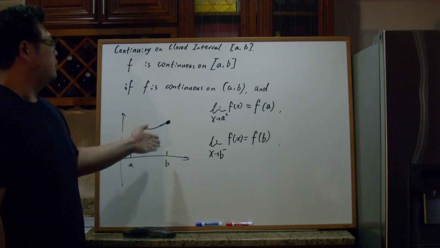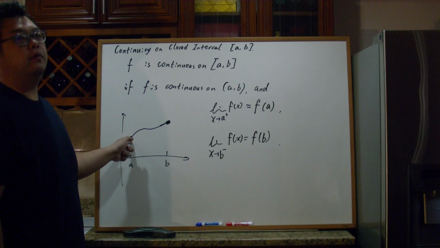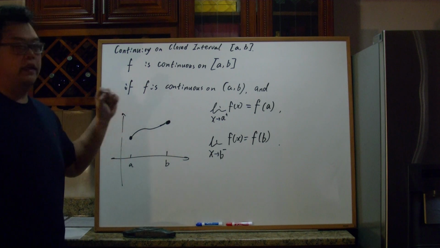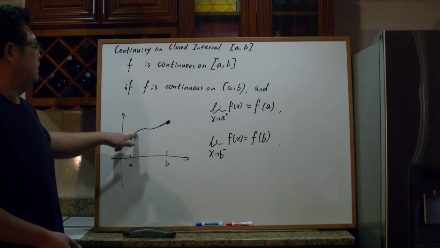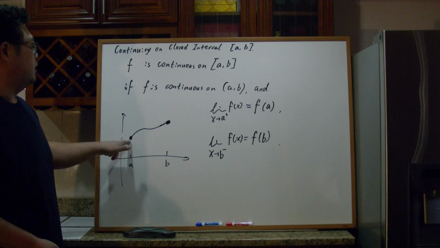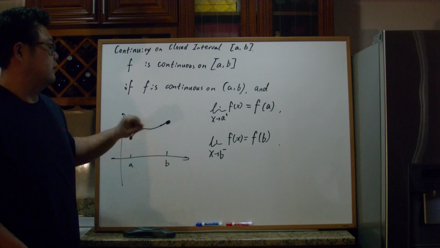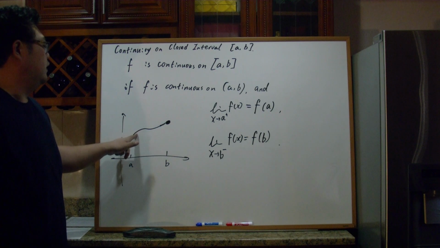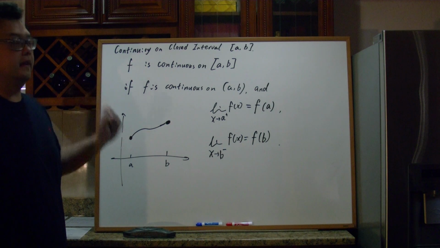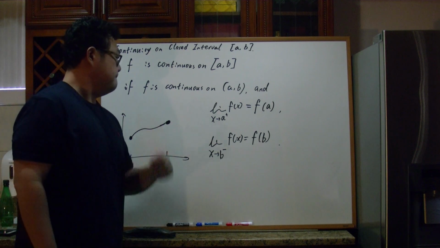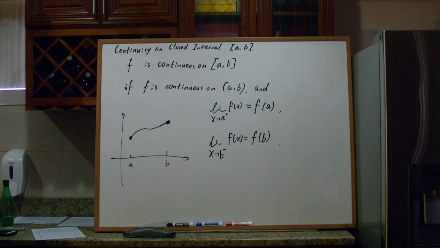Everything inside should be continuous, and we should have a solid point, in other words, at a and at b. To make a solid point, the path approaching value should equal the function. The approaching value from the left at b should equal the function. The approaching value, which is the right-side limit, approaching a from the right, should equal the function. So that is called continuity on a closed interval.